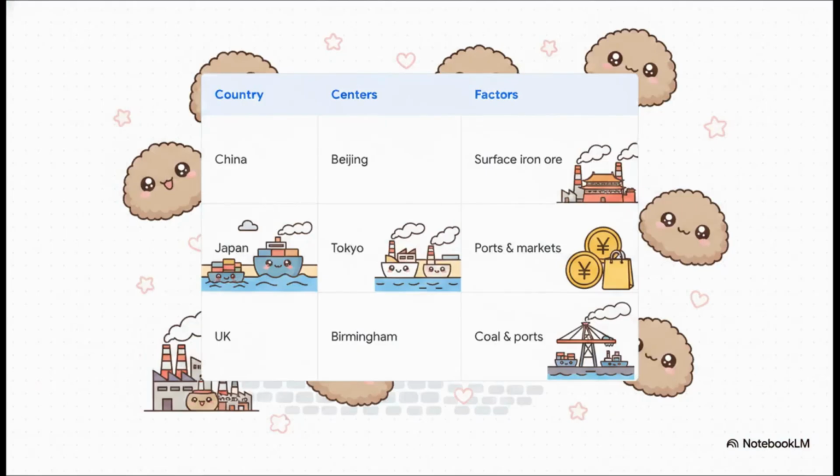Now, those location factors we talked about, they apply very differently depending on where you are in the world. Take China, for example, producing heavily in Manchuria and Beijing. Their main advantage is the natural availability of iron ore right there on the Earth's surface. Now, compare that strategy to Japan, with huge centers in Osaka and Tokyo. Japan doesn't actually have those same natural deposits, so their crucial location factor is having strategic port facilities for importing raw materials and exporting their finished goods. And then you have the UK in places like Birmingham, which relies on a historical mix of easy access to local coal and iron ore, coupled with really great port access. It's all about playing the hand you're dealt.